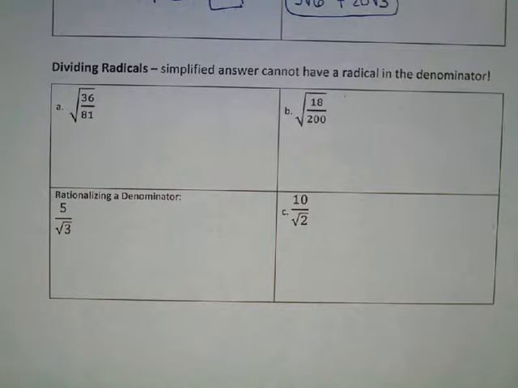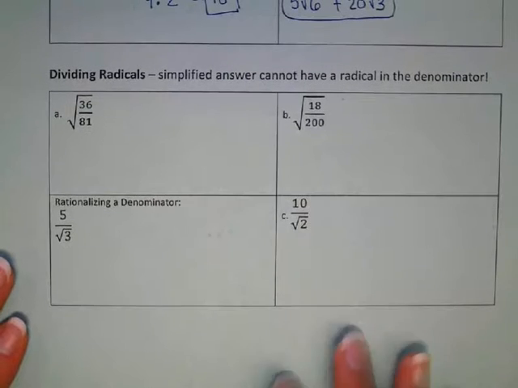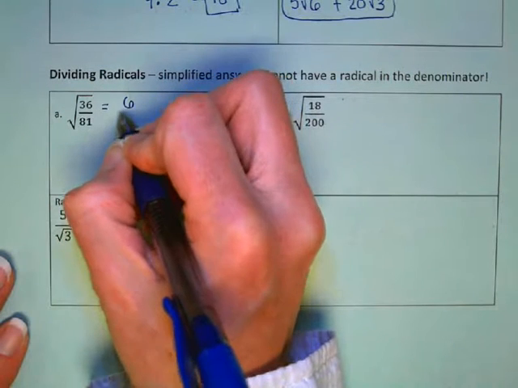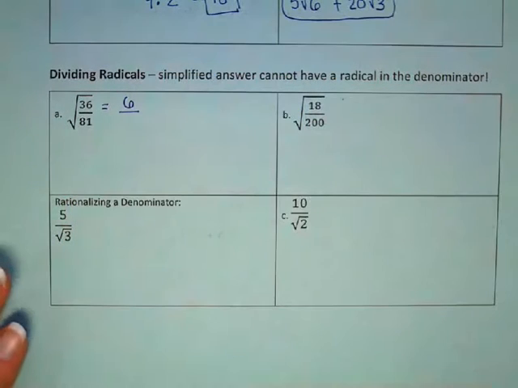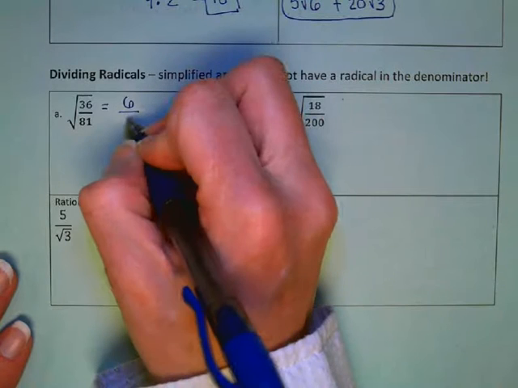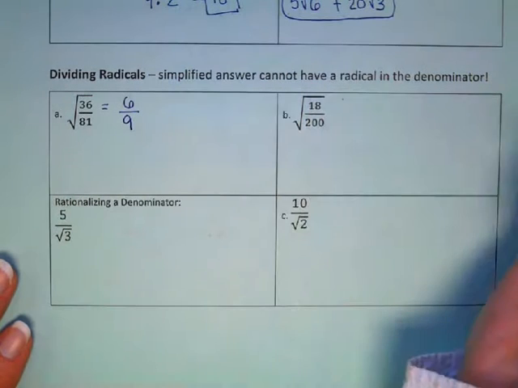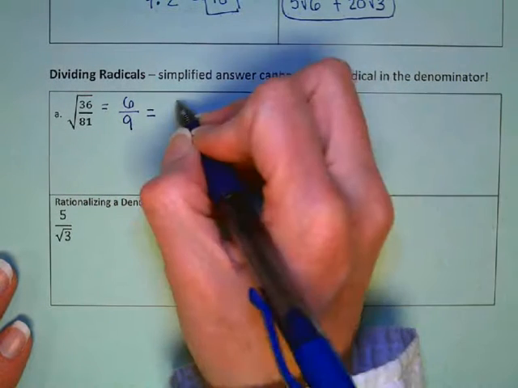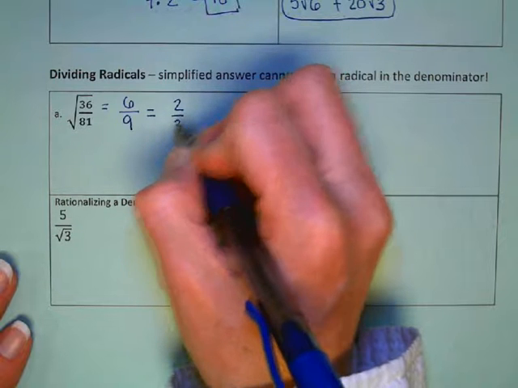Sometimes you can square root the numbers, like 36 and 81. The square root of 36 is 6. The square root of 81 is 9. So sometimes you can individually square root them and then reduce it. That reduces to 2/3. So if you can square root the numbers, square root the numbers.